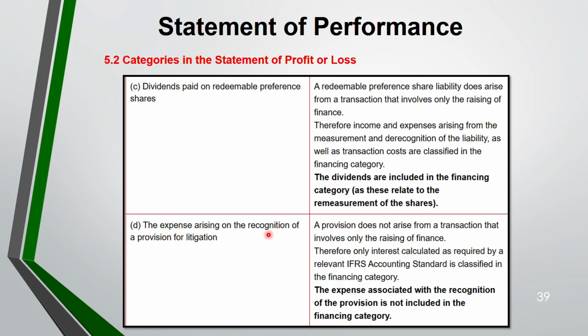Expense relating to the recognition of the provision for a litigation. You have recognized an expense. Why? Because you have recognized a provision for litigation. This does not arise from raising of finance. So therefore, only the interest that is calculated as required by the relevant IFRS, that is IAS 37, will be classified as financing category. Only the interest element. But in this case, that is an expense. Expense will not come in the financing category. If it was interest, yes. So expense that is associated with the recognition of a provision will not be included in the financing category. I hope this makes your doubt very clear now.